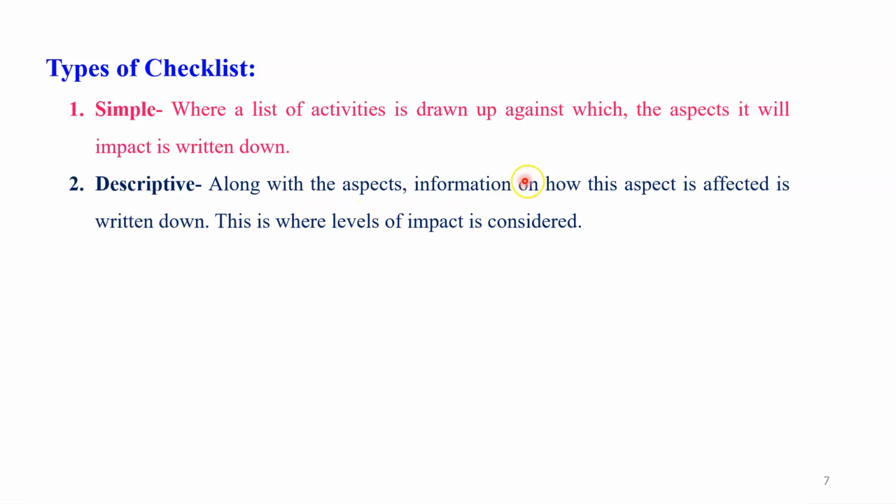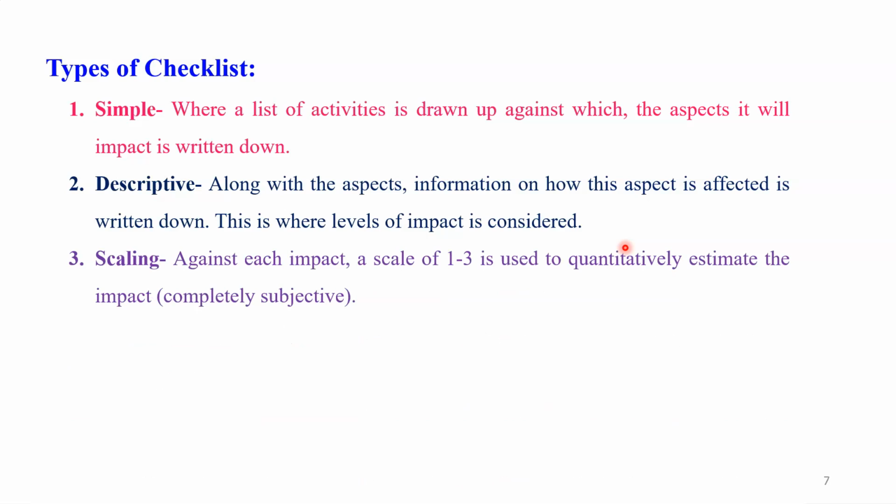Along with the aspect, the information on how this aspect is affected is written down. You have to write a few sentences on what the impact of that particular activity on the environment will be. This is where the level of impact is considered. So this is very important. Make your comments with the help of sentences. But the sentence should be accurate, and you should write in such a way that everyone can understand the meaning of that sentence. It should be short but very meaningful. So this is the second type.